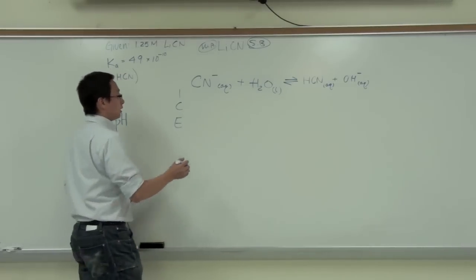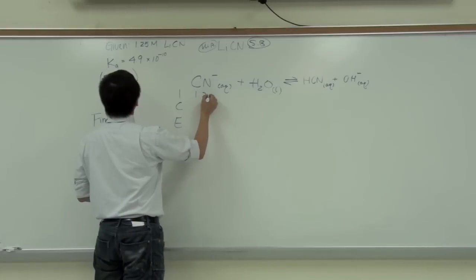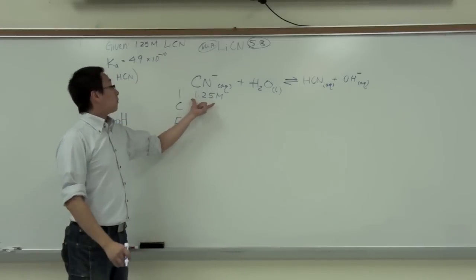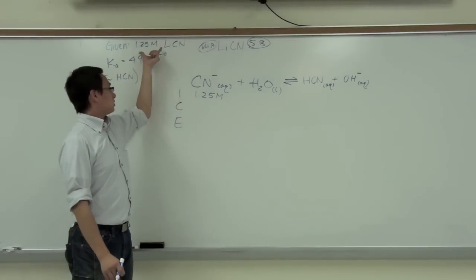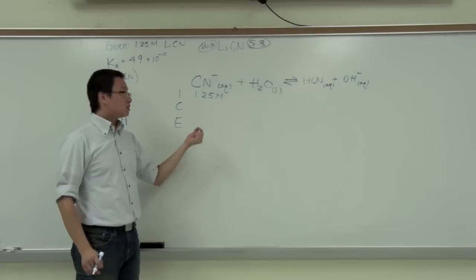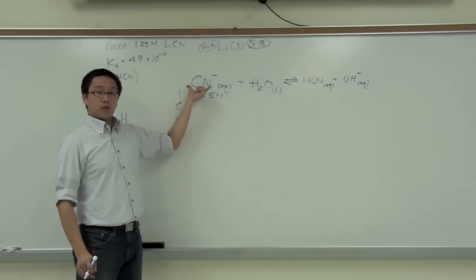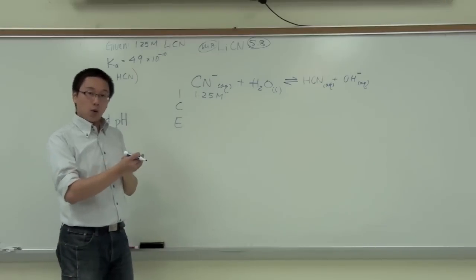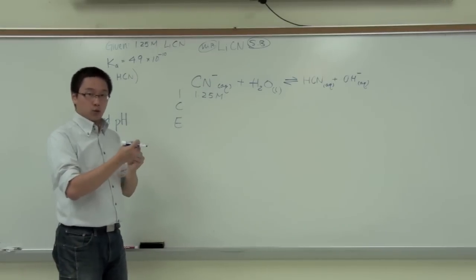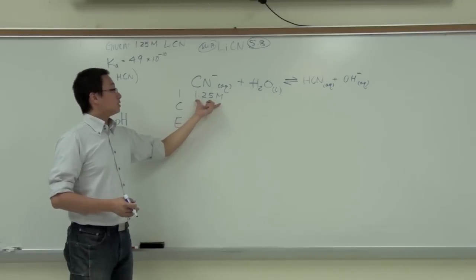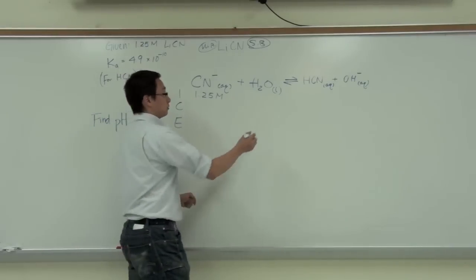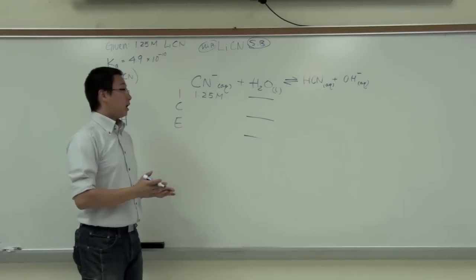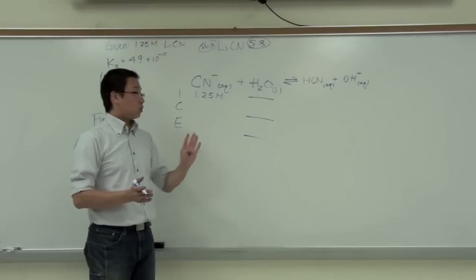At the very beginning, we have 1.25 molar of the cyanide ion. The number is the same as the concentration of the solution because the ratio between the cyanide ion and the compound is 1 to 1. If it is 1 to 2, then you have to make appropriate adjustments. Water is a liquid. We cannot express a liquid in a concentration, so we ignore that one.